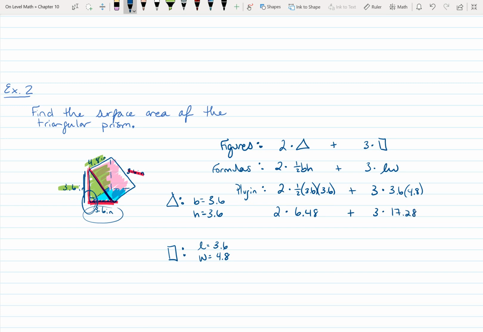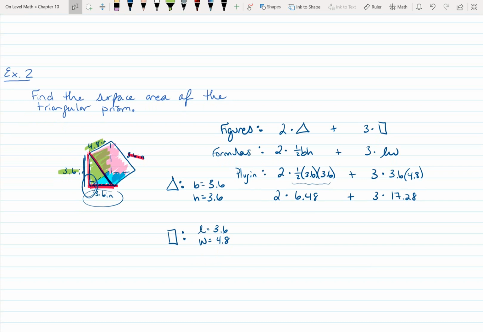times 2. And notice I'm breaking it down into one more step. Instead of doing 2 times 0.5 times 3.6 times 3.6, I'm breaking it down so I'm finding the area of the triangle, then multiplying it by 2. And that's only because if I make a computation error, or if you do, I will be able to see it on the quiz or on your homework and know exactly where you made that error.